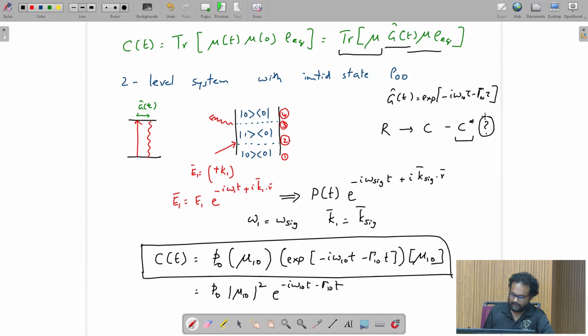C star corresponds to going to 0, 0, interaction coming from this direction, create 0, 1, and then you will emit light, emit radiation.